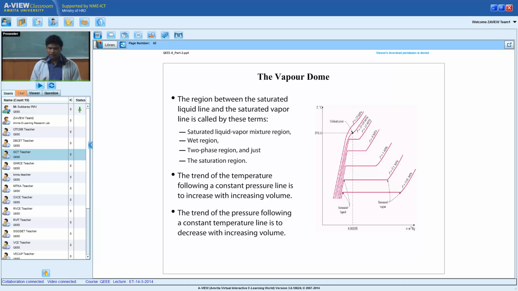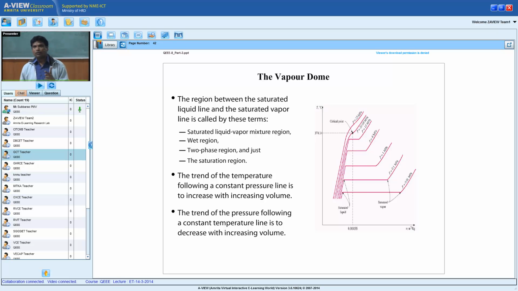On this one, you need to know this. I am not giving more explanation. On this PV diagram, you can see this. An increasing temperature line following a constant pressure is increasing volume. At a given constant pressure, an increasing temperature is giving more volume. In the same way, at a given temperature, increasing pressure is decreasing the volume.